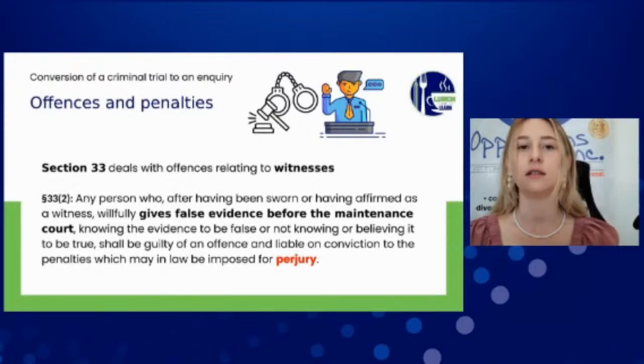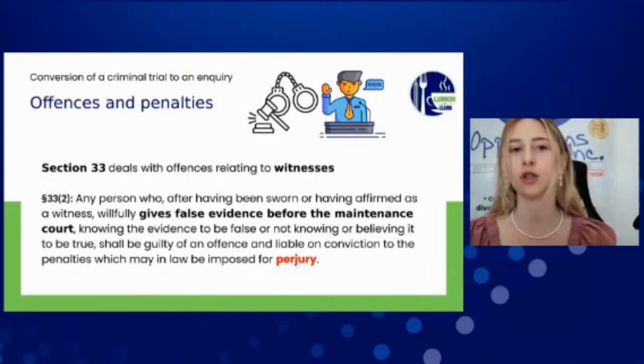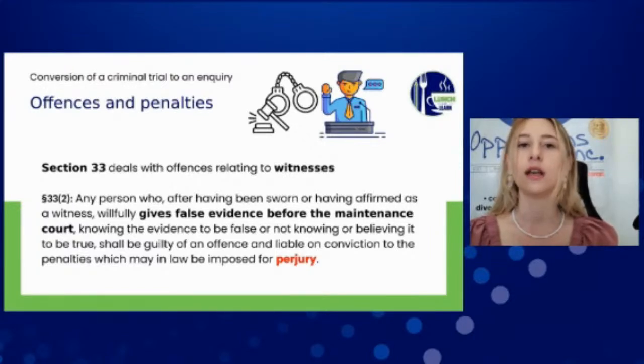Section 33 deals with the fact that a witness gave false information, not unintentionally. So they knew the information to be false. They willfully gave the false information. They can be held liable for the penalties imposed for perjury. So this is not the situation where you believed something to be true, but it turned out to be false. This is the situation where a witness intentionally gave false information. At all times when giving the information, they knew it to be false.